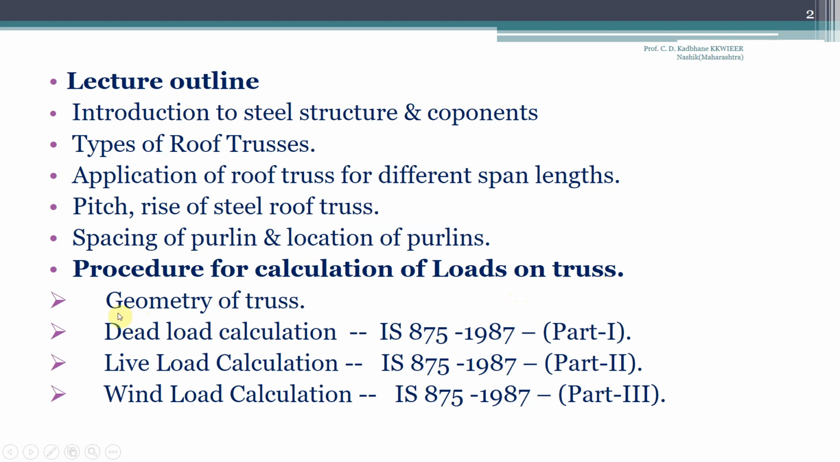First we will think about how to calculate the different geometrical lengths of roof truss, that is geometrical calculations of roof truss. Then we will learn how to find out dead load, full panel point or half panel point dead load by using IS 875 part 1. Then we will study how to calculate live load by using IS 875 part 2, and at last the wind load calculation by using IS 875 part 3.